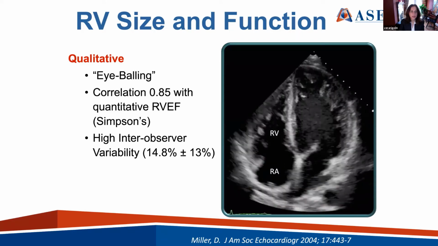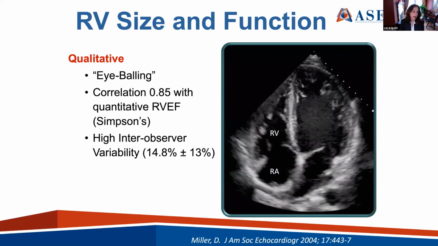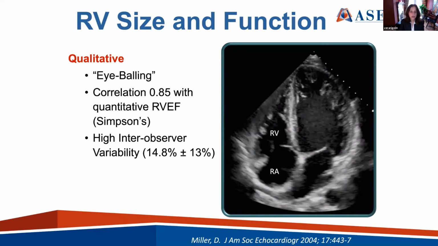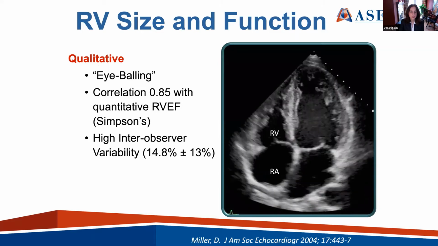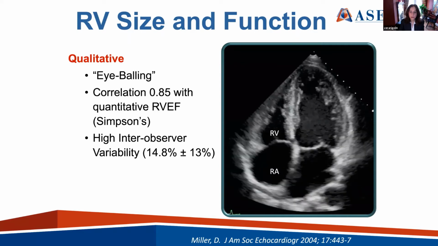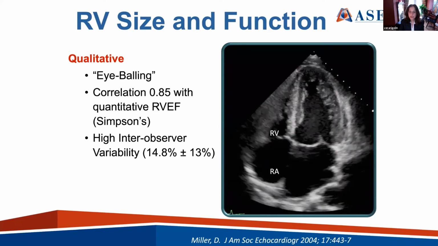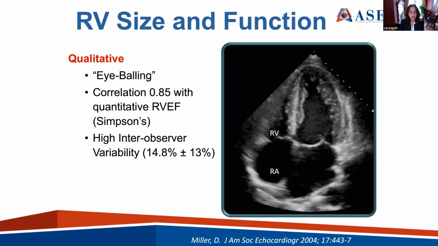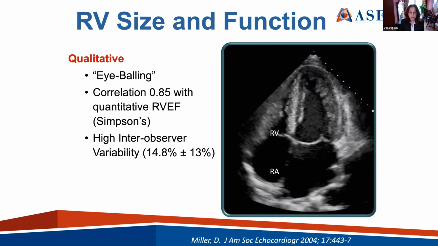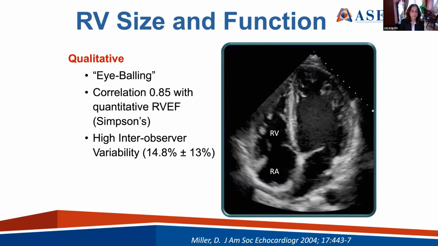So let's look at some examples of these different quantitative parameters. First is looking at the eyeball method. It actually has a fairly good correlation, about 85%, with quantitative RV ejection fraction measurements using Simpson's calculations. But it has a high inter-observer variability, about 14 plus or minus 13%, which is fairly high. So again, we can use the eyeball method as a confirmatory and to give you a general idea of what's going on, but quantitative parameters are certainly important.